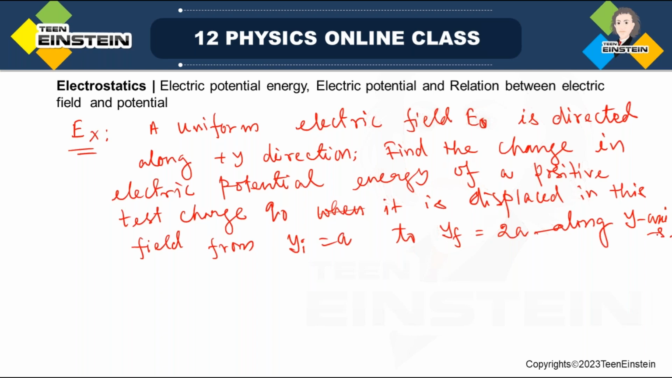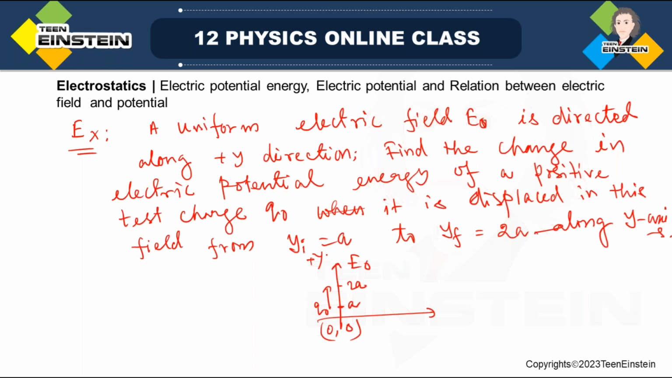Okay, I'll explain the problem once again. Look here. Suppose the electric field is acting in this way. Say a constant electric field E0 is acting along the y-axis. So this is the origin, 0, 0. Say this is y, this way is the positive axis, and a charged particle q0 is taken from some position y equal to a to 2a. So what will be the change in the potential energy?